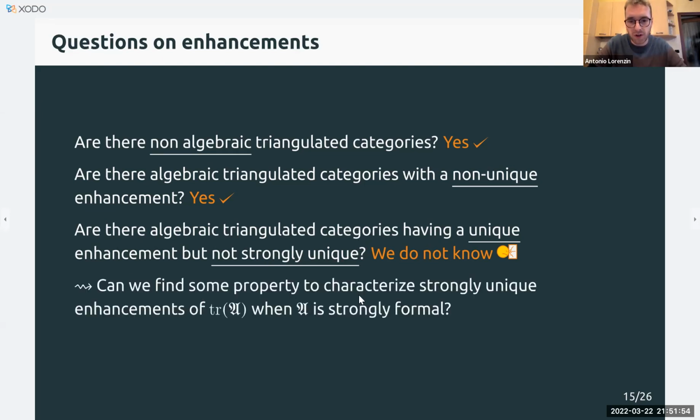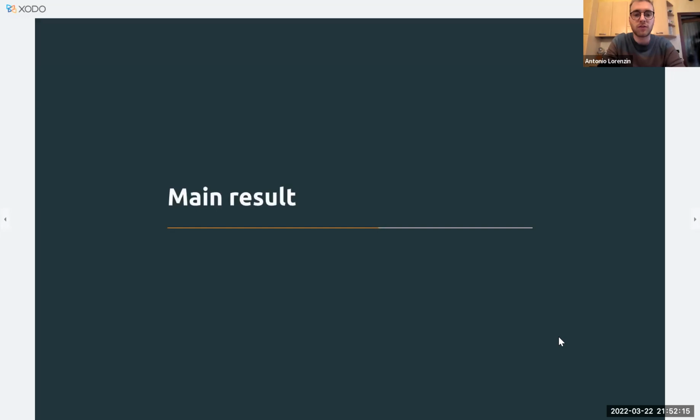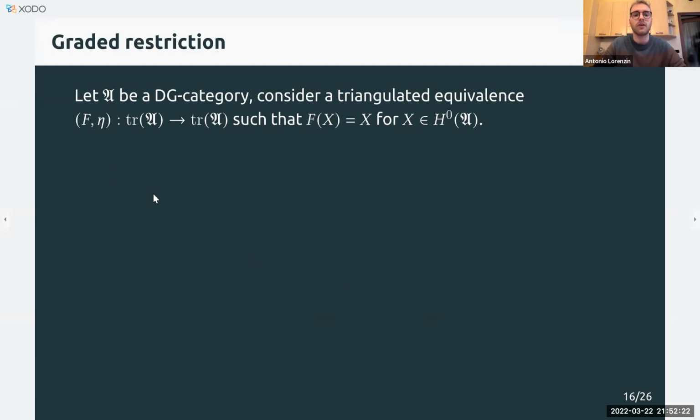find some property to characterize strongly unique enhancements for the triangulated category associated to A when A is a DG category which is strongly formal. This characterization can, of course, be used maybe to answer this question, but at the moment, we do not know. So in order to move to our main result, we need another definition.